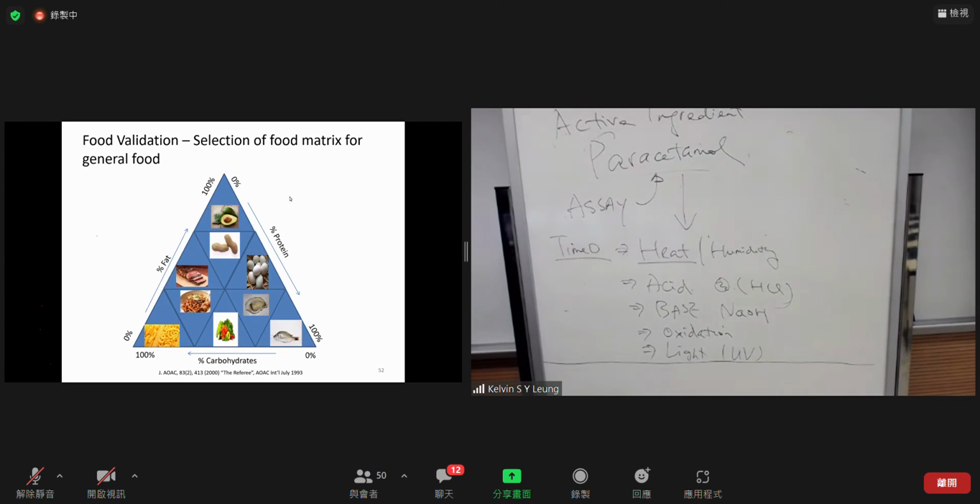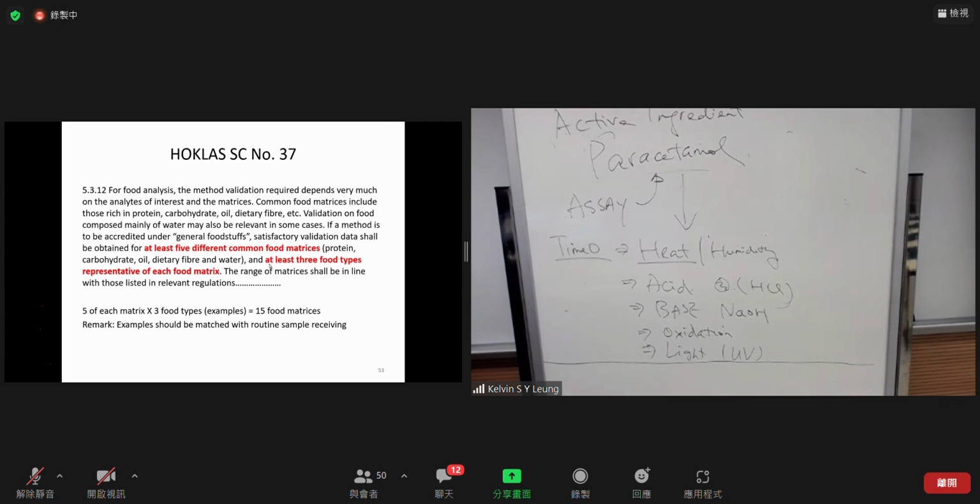So maybe in the food validations, you also have some of the requirements. Okay, so this is just some examples. Depending on what kind of food, maybe you have to design your validation according to the matrix. Okay, so the next slide will show it according to the Hochul's requirement.